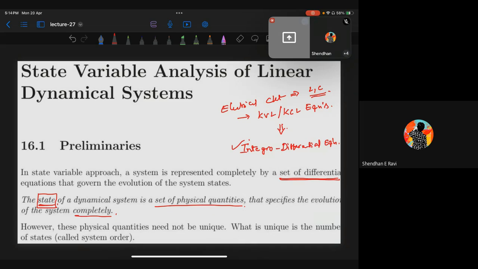Using those quantities you can specifically define the overall system behavior, for any given system, be it electrical, mechanical, any system. The physical quantities may not be unique, but the number of physical quantities has to be unique. It means that for a given system, the number of states has to be fixed. It will not vary. Clear? So that is the definition of the state.